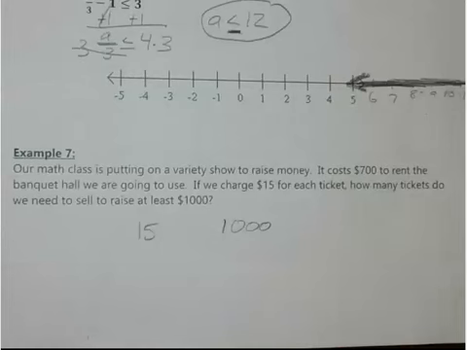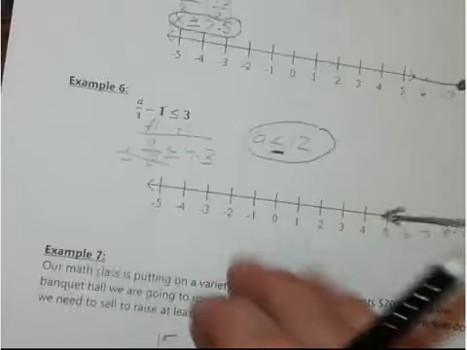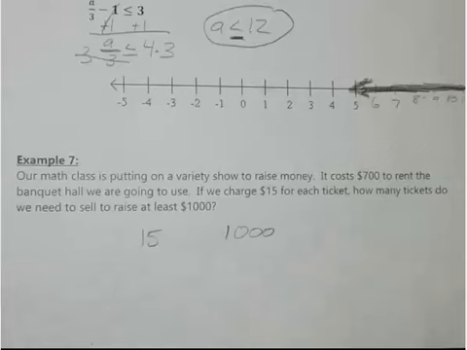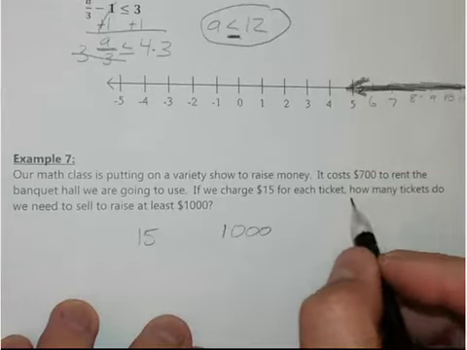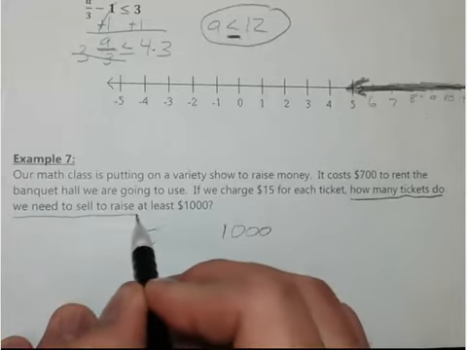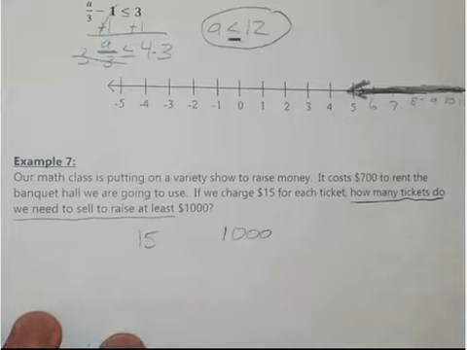The unknown in this problem, or the variable, notice all these problems have variables. So we need some type of variable here in number 7. And the variable is that unknown piece that we're solving for. The variable here is tickets. It's saying how many tickets do we need to sell to raise this $1,000. The tickets is our variable. I'm just going to use T to represent the number of tickets.